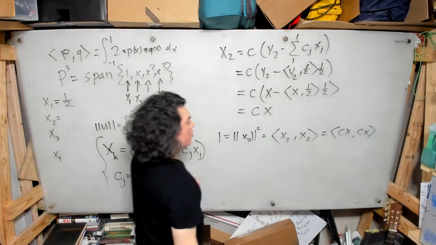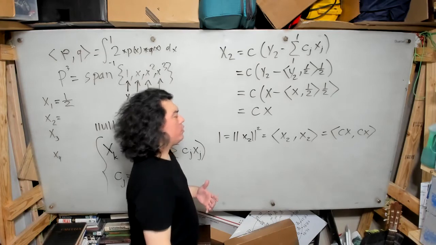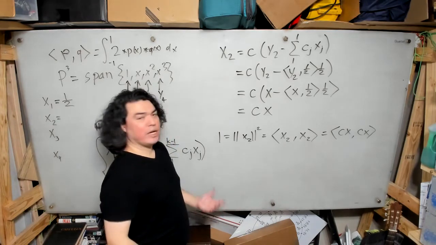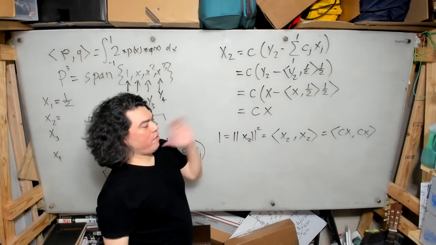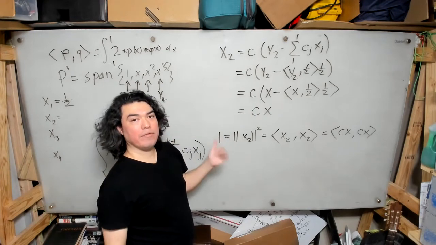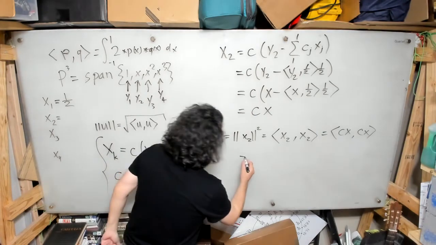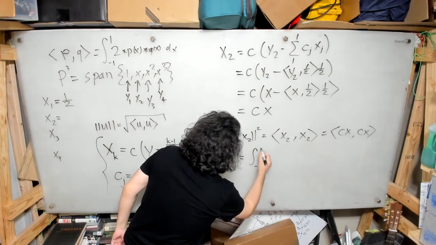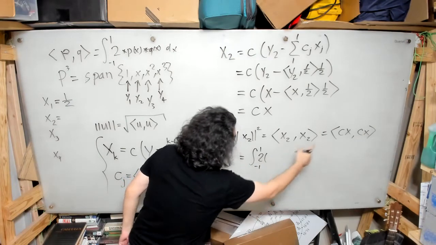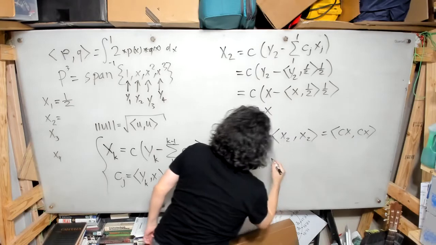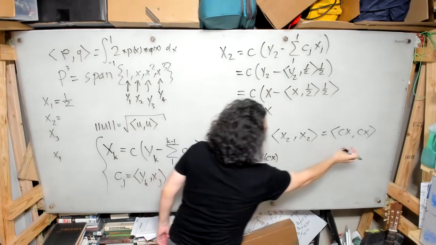Like this. Now we're in a position where we can actually use our formula. We know how to find the inner product of cx with itself in this vector space. It's going to be the integral from -1 to 1 of 2 times the p. What is the p of x? Cx. What is the q of x? Cx.